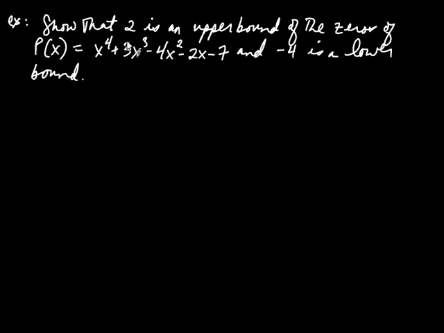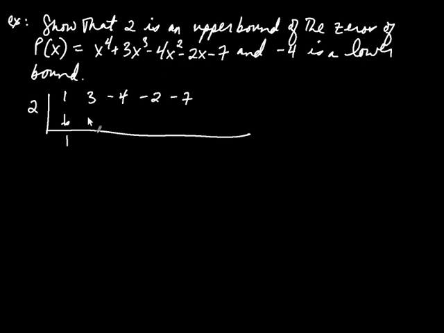And so what do we do? Well, for an upper bound, you take the positive number and use synthetic division. So you put a 2 on the outside in this case, and in synthetic division, you draw this large upside down division symbol, and you write the coefficients, 1, 3, negative 4, negative 2, and negative 7. And just like before, bring down the 1, and you have a 1. So it's going to be 2, 5, 10, 6, multiplying, we get 12, 10, multiplying, we get 20, and 13. So 13 is the remainder.